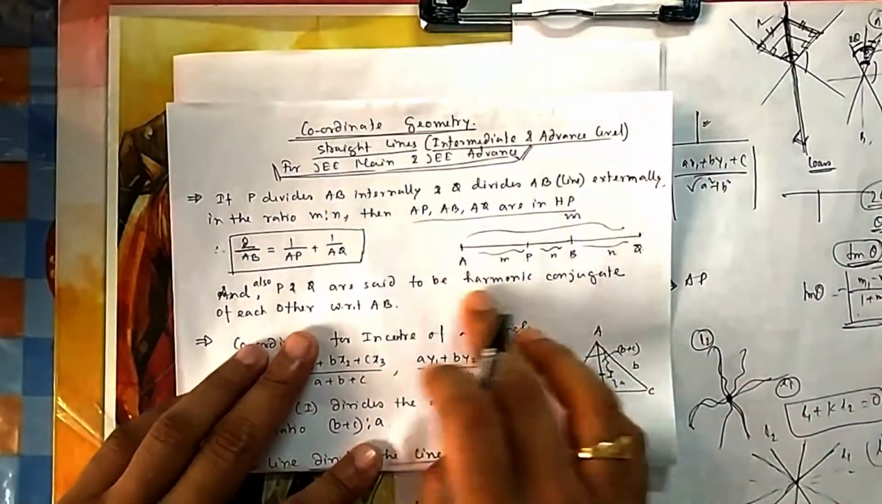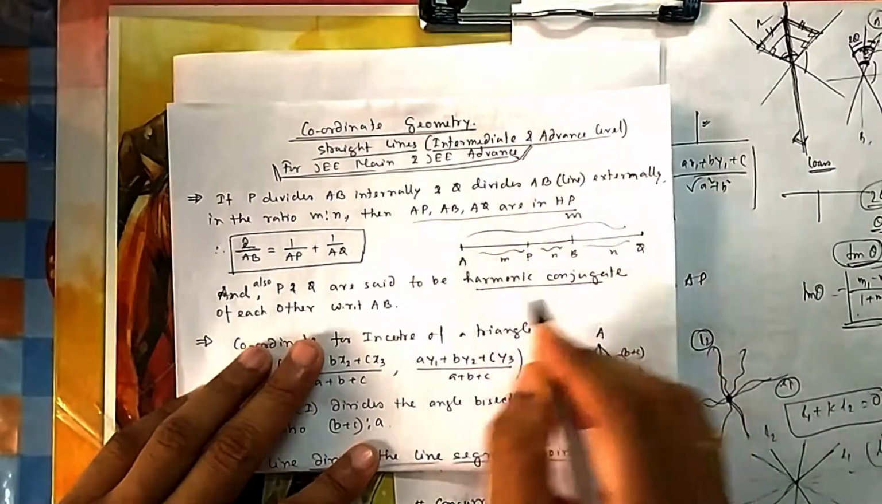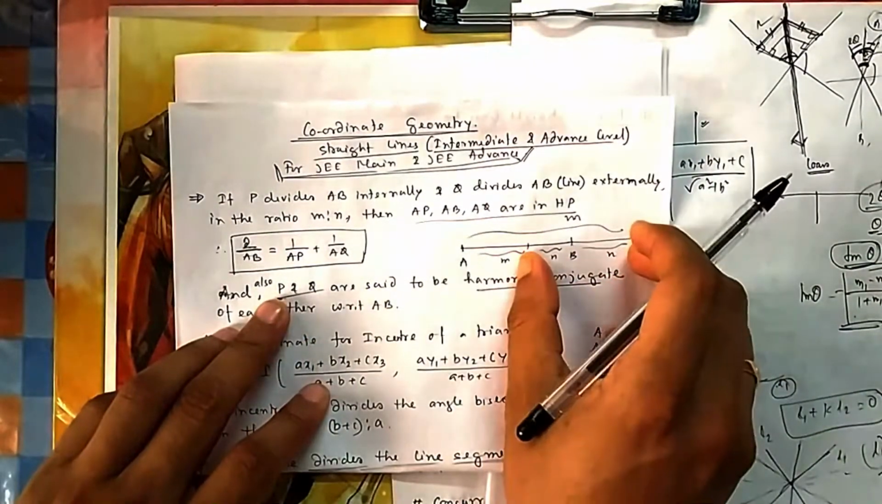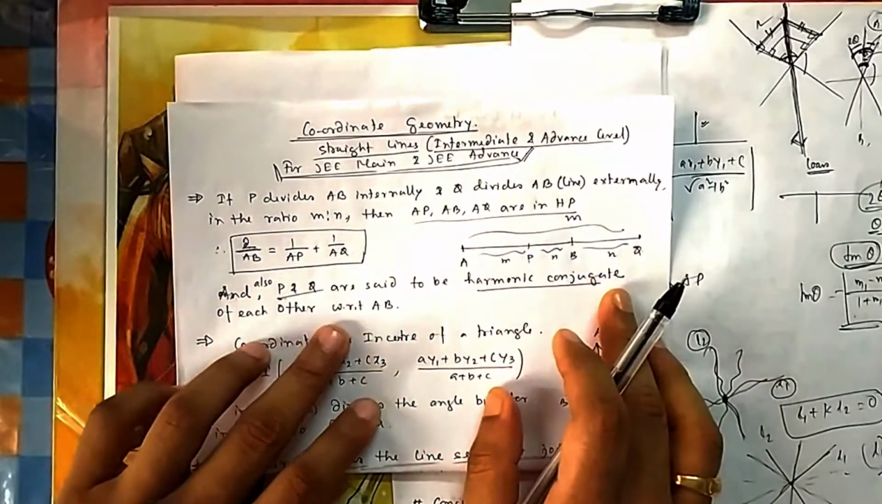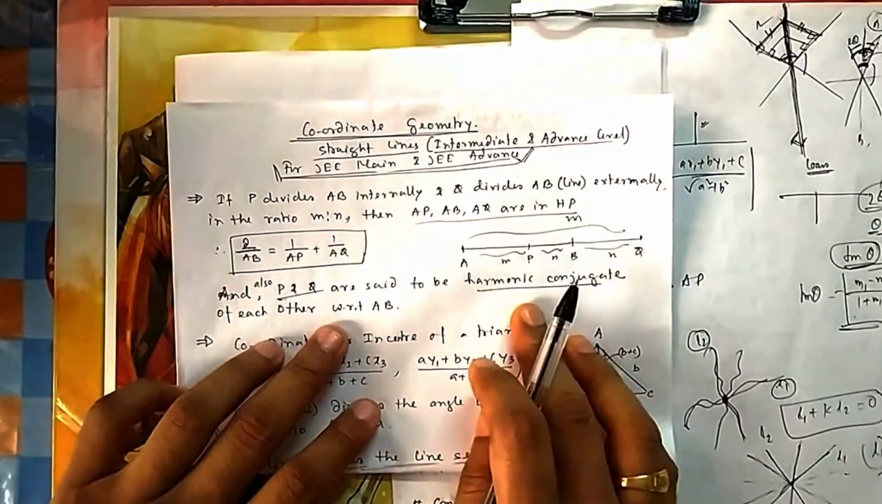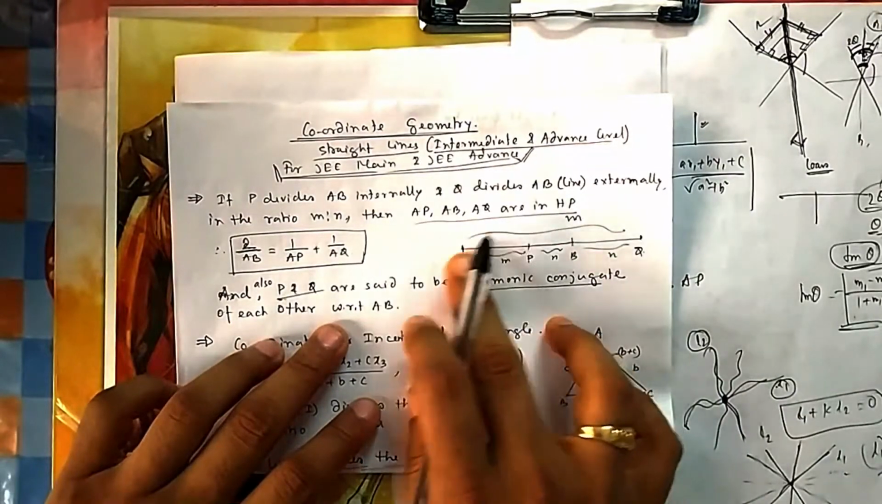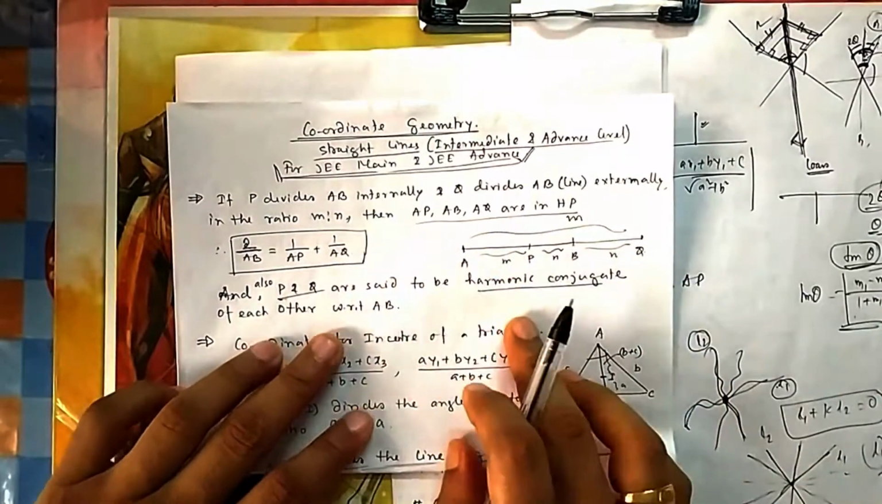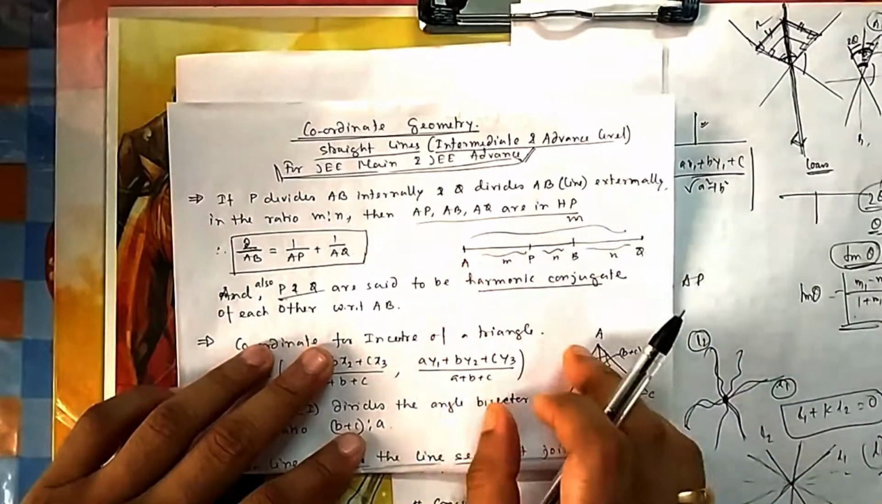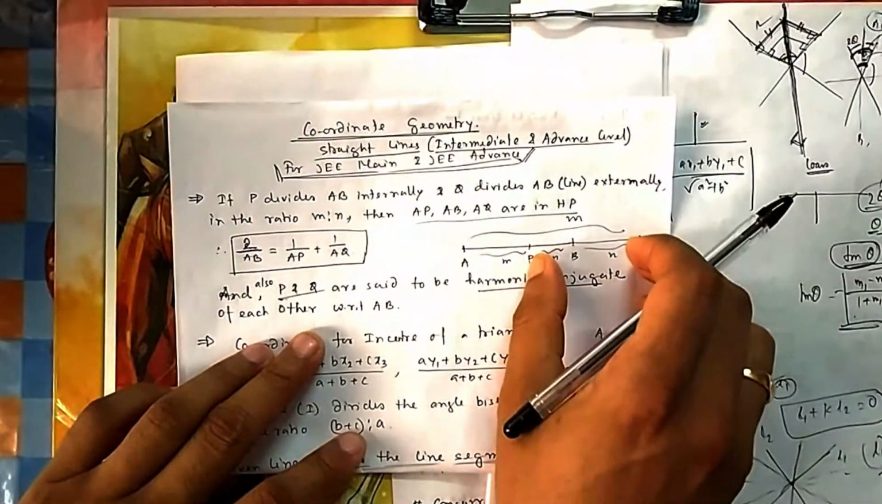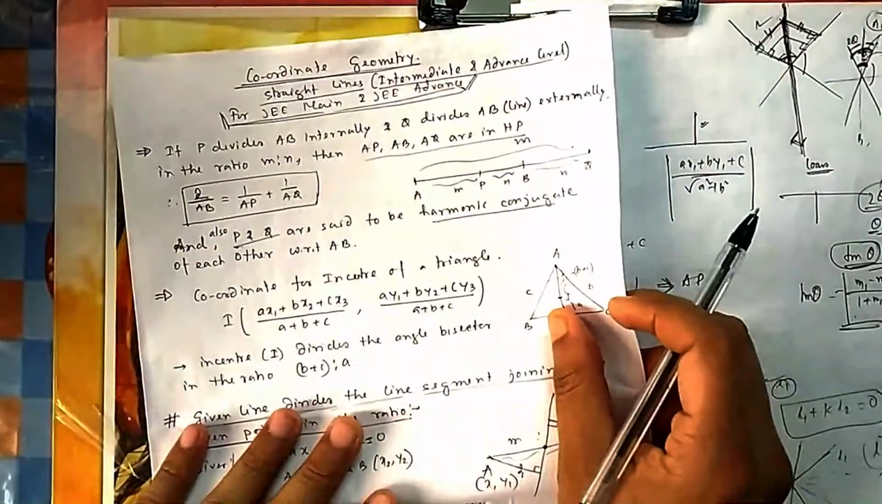Now one thing, they are also known as harmonic conjugates. Which ones? P and Q. P and Q are harmonic conjugates of each other with respect to AB. The meaning is the same, that is AP, AB and AQ are in HP. So P and Q are known as harmonic conjugates of each other with respect to AB. Now we have seen what the in center is.